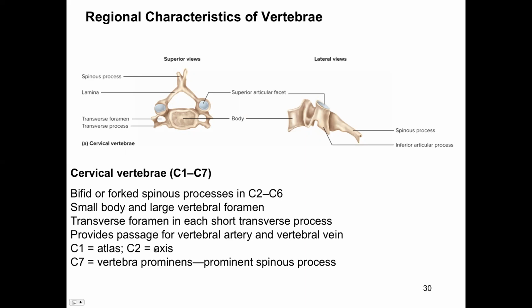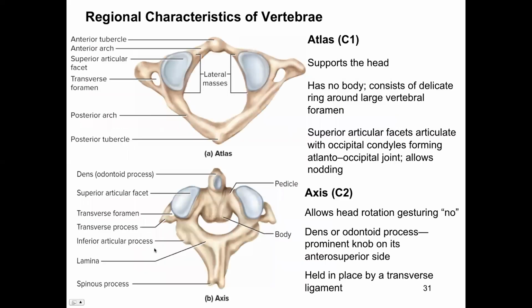Then the atlas and the axis are two very special cervical vertebrae, and you can see them here. So atlas is C1. This is the one that's supporting the head, supporting the skull, I should say. There's no body in the atlas. And there's one really big round vertebral foramen here. And here you can see these facets that are going to support the skull.